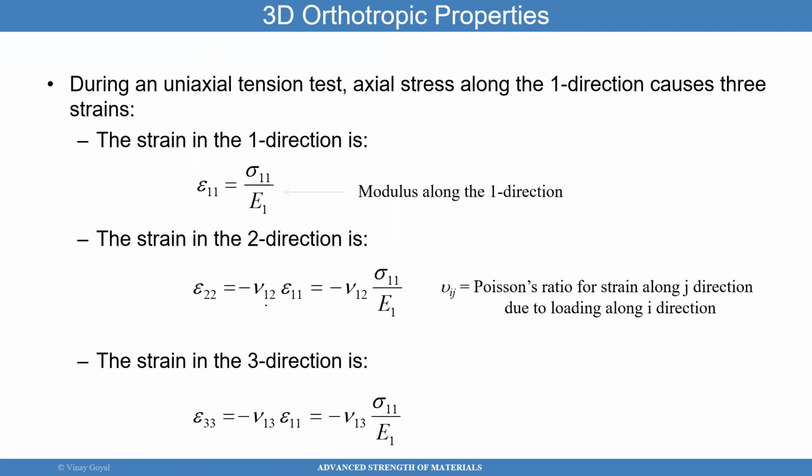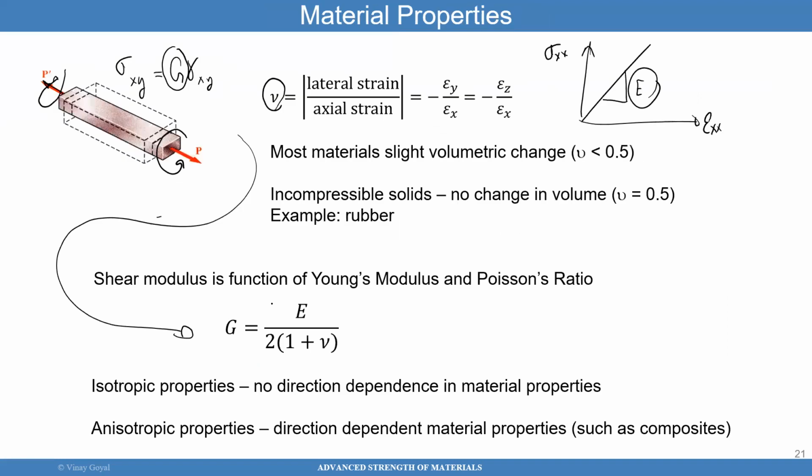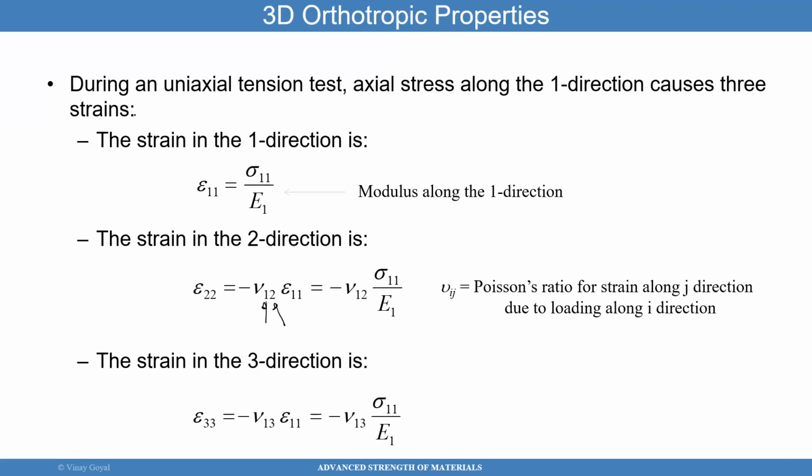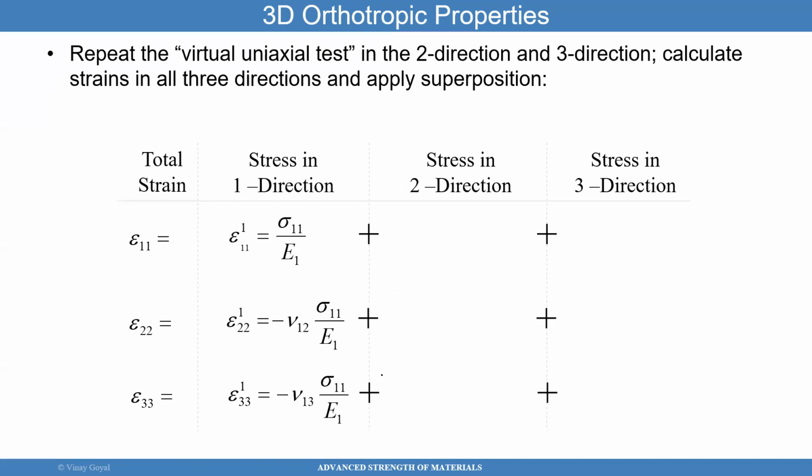So again, the first number represents the load direction that's applied, and the second number represents the direction where the contraction is occurring. Obviously, if I apply a load in the one direction, like here, this is the one direction, then I expect it to contract in the second direction. But from this equation, I know that epsilon 1,1 is sigma 1,1 divided by E11. And then for epsilon 3,3, I can then calculate that. So the stress in the one direction produced all these strains.